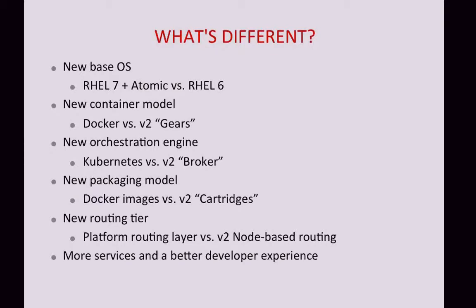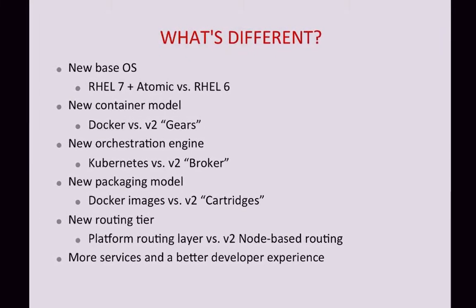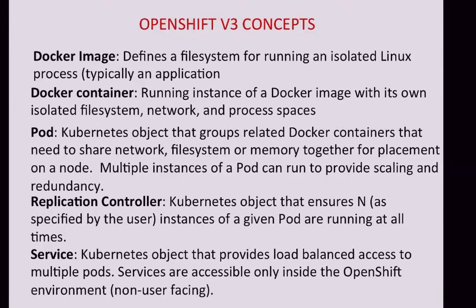The new orchestration engine, instead of an OpenShift broker in case of version 2, is going to be replaced by Kubernetes. Specifically, Kubernetes master will take the place of broker. The new packaging model for technologies would be Docker images in place of OpenShift cartridges in version 2. The new platform routing layer would replace the node-based routing, right? And you get better services and better developer experience.